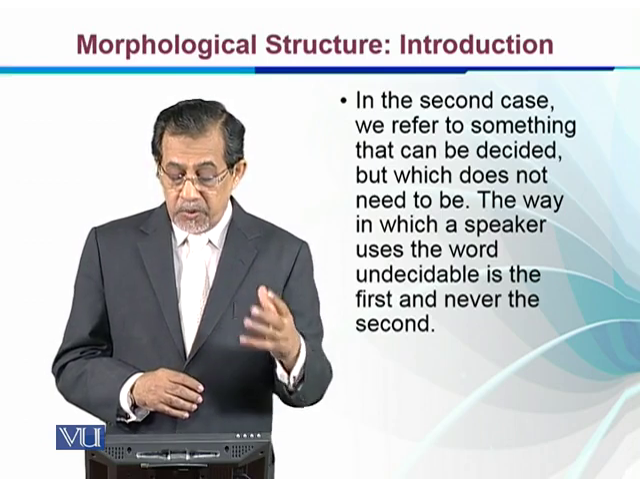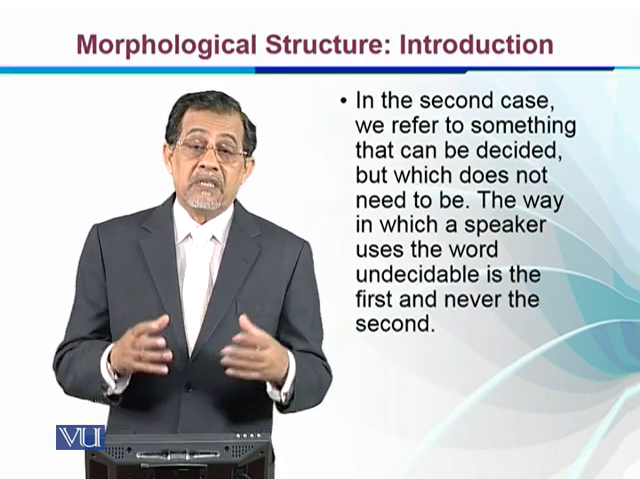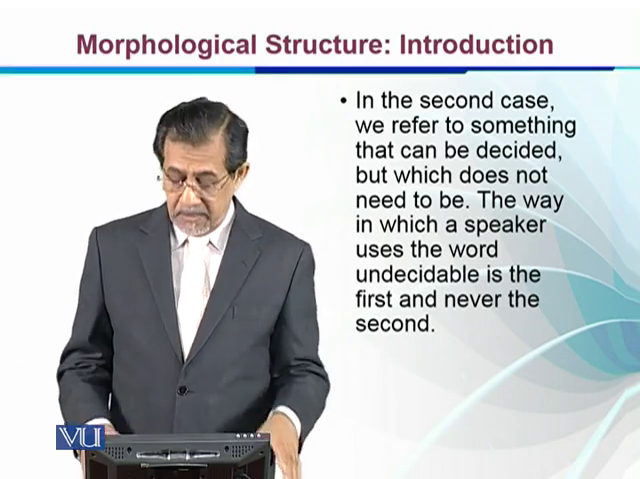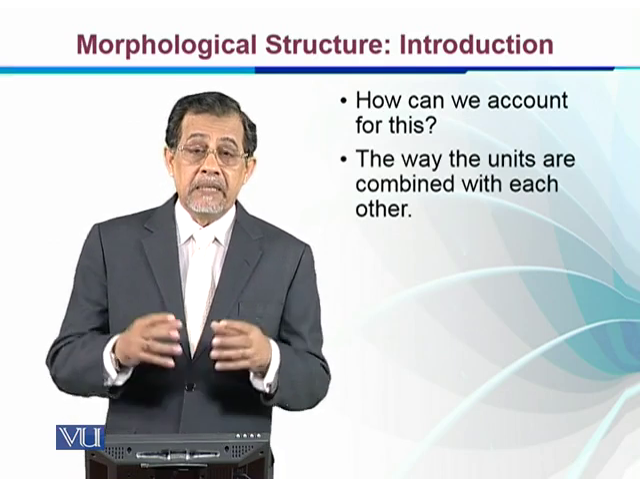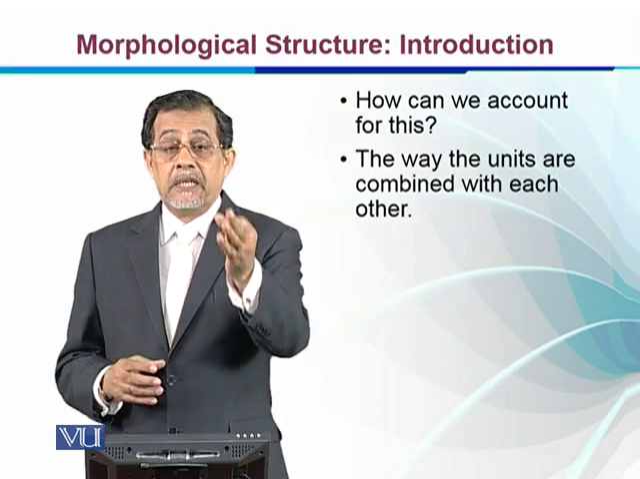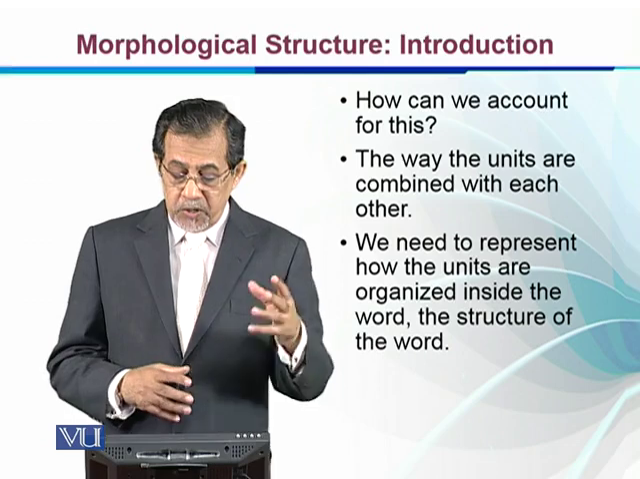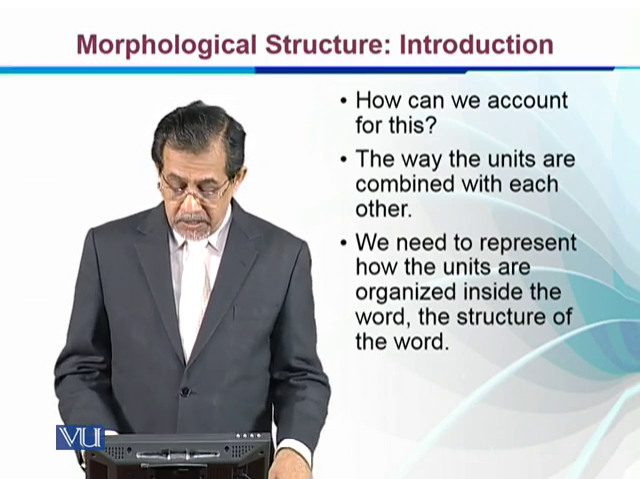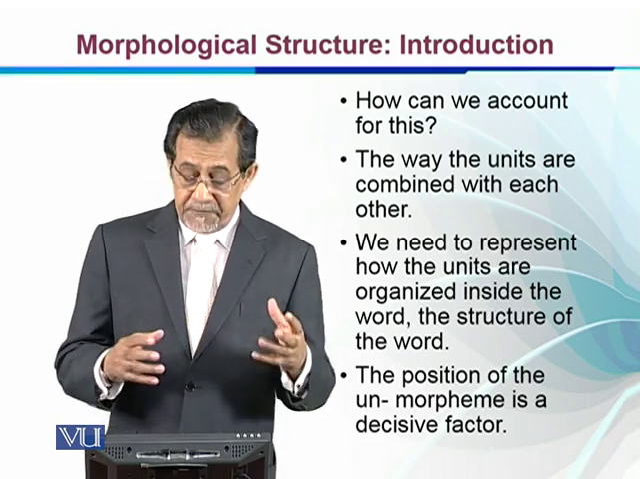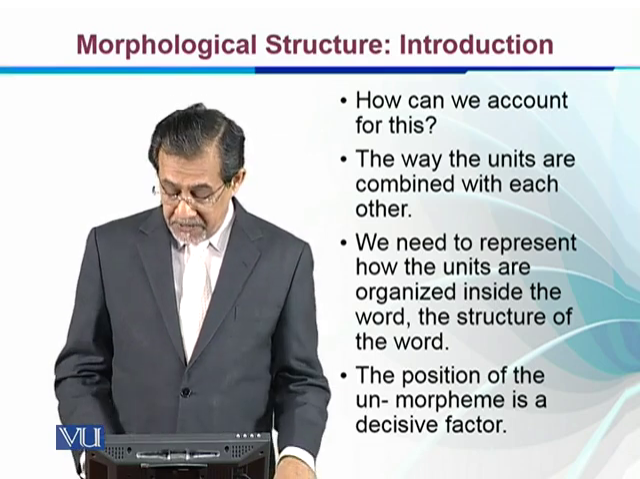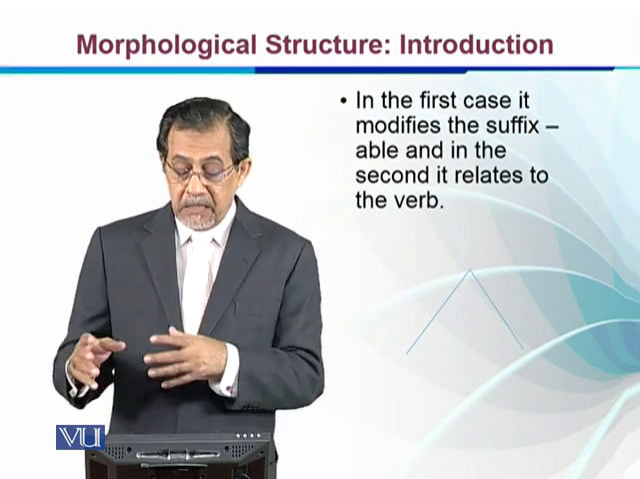The way in which a speaker uses the word undecidable is the first and never the second. So generally when we say undecidable matter, we are telling that a certain matter cannot be decided. How can we account for the first meaning and not for the second? The way the units are combined with each other indicates which meaning is to be taken and which is not to be taken. We need to represent how the units are organized inside the word, the structure of the word. For example, we have to look at the position of the prefix un. In the first case, it modifies the suffix able, and in the second, it relates to the verb.